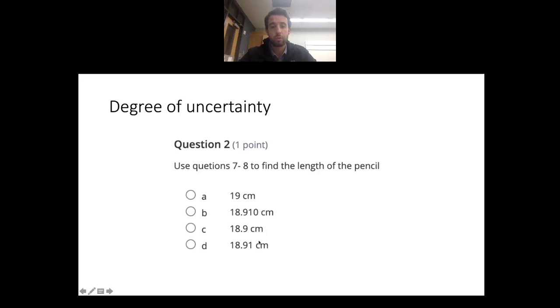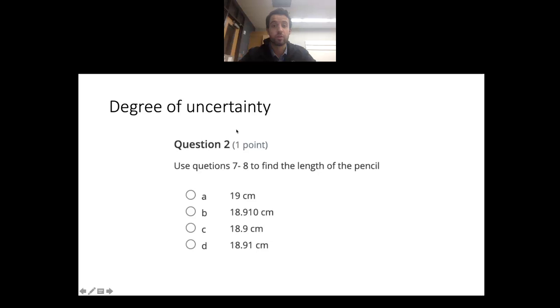What you'll notice about three of these options is that they're all very, very similar. C that says 18.9 is very similar to D that says 18.91, is very similar to B that says 18.910. So if you're looking at this measurement, it might be hard to tell which one is the most correct one. Just so you're aware, we're not asking you to tell us the difference between these three measurements. We're not asking you to measure to the thousandth place and compare which one is accurate. Instead, we're asking you questions about degree of uncertainty.